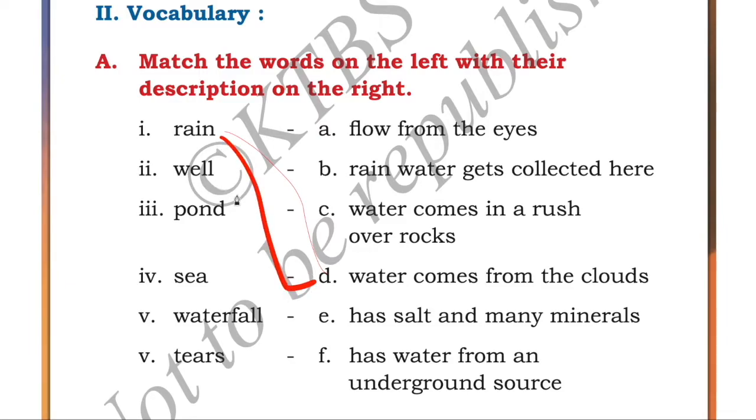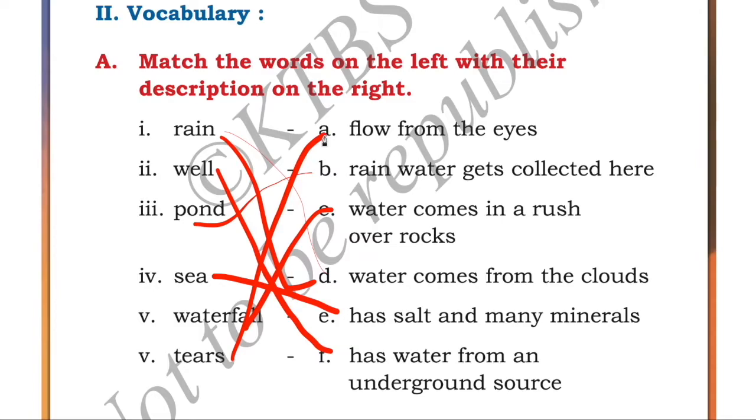Next we have a well. So well, it has water that is collected underground. Okay. Has water from an underground source. Next, ponds. So I think we can match this to here. Rainwater gets collected here. Sea. Sea has salt and many minerals. Waterfall. Waterfall, water comes in a rush over the rocks. Tears flow from the eyes.